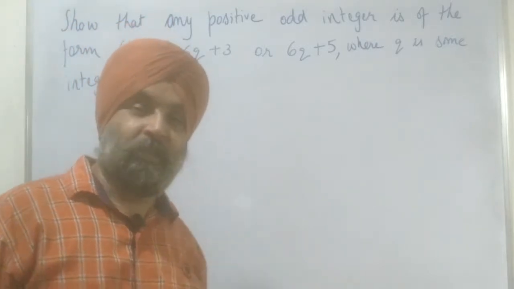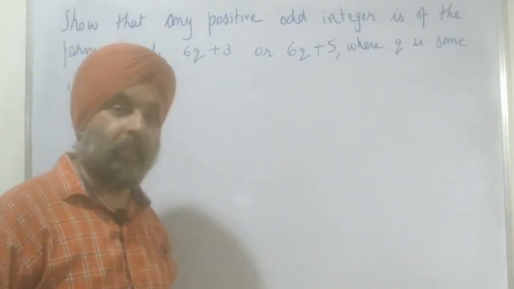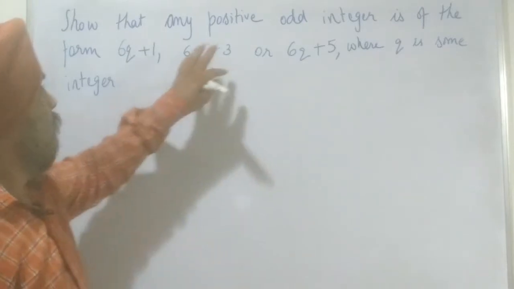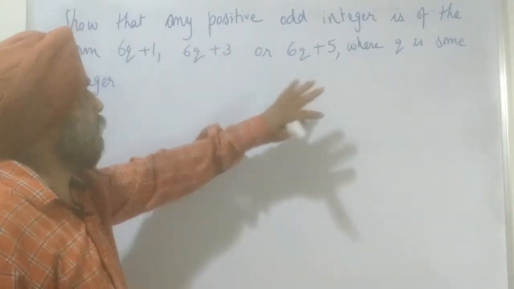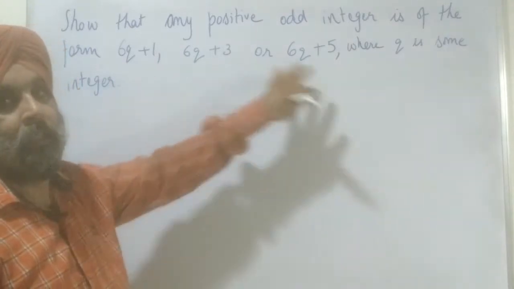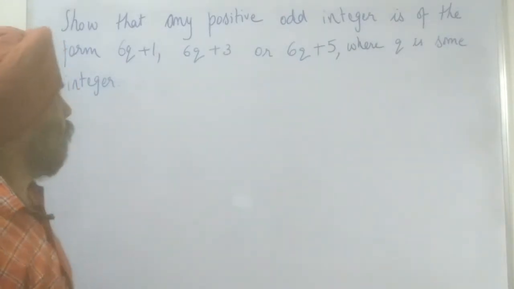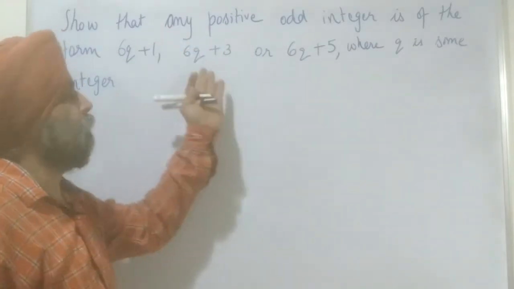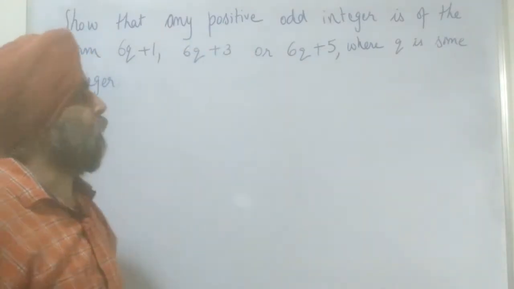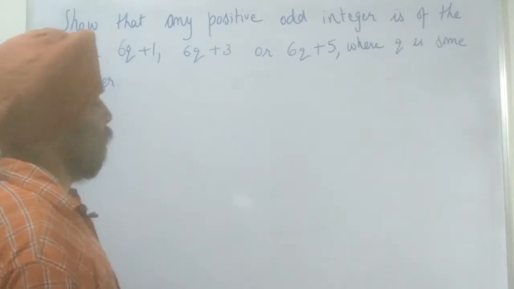हेलो स्टूडेंट्स, आज जो हम आपके लिए टॉपिक लेके आए हैं वो है क्लास 10 का ही चैप्टर 1 का, कि किसी भी पॉजिटिव ऑड इंटीजर को हमको इस फॉर्म में रिप्रेजेंट करना है. So we need to show that any positive odd integer should be in the form of 6q plus 1, 6q plus 3 or 6q plus 5, where q is some integer, right?